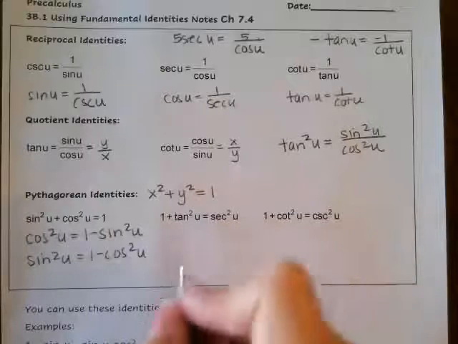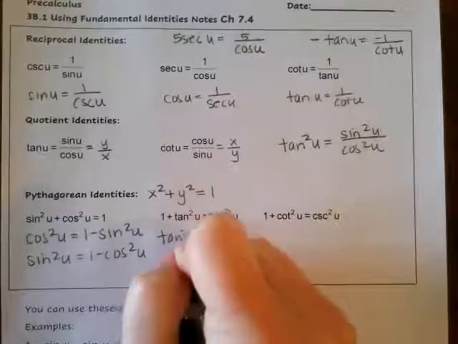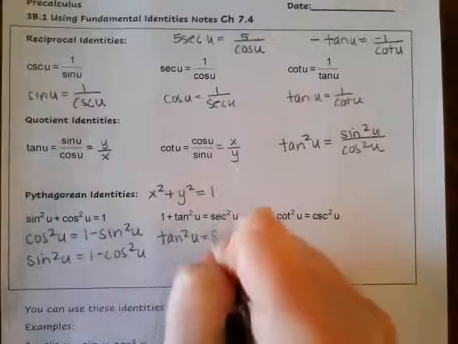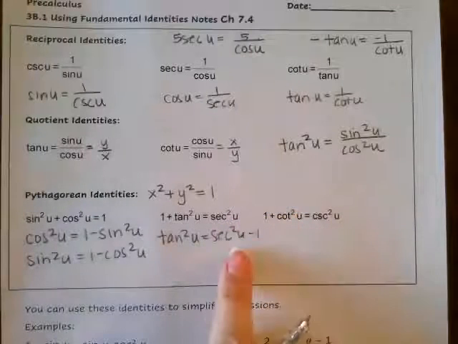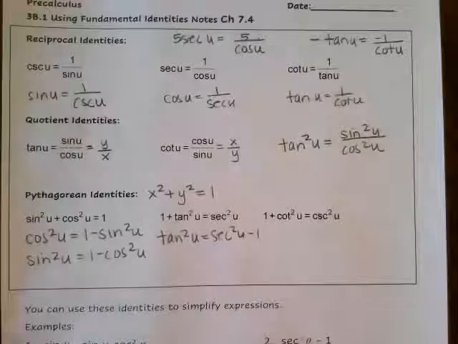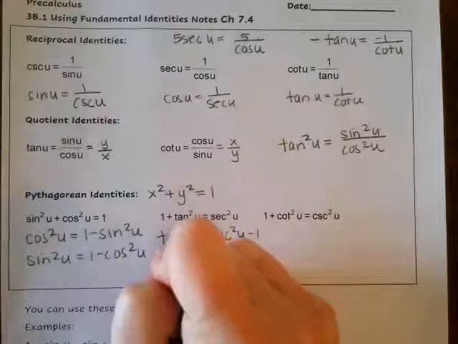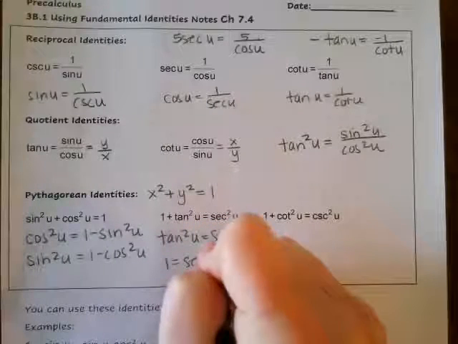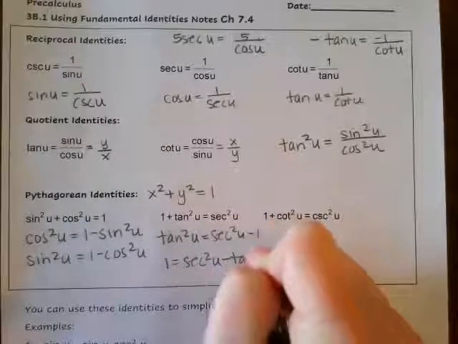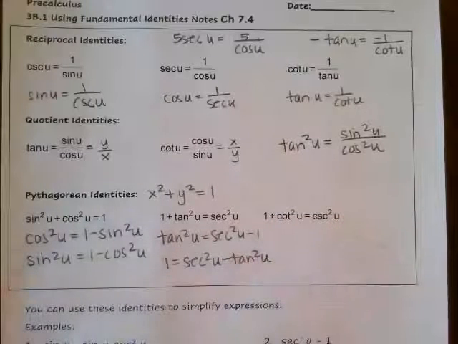Same thing with this one. I can subtract that 1 to get it to the other side, and I get tangent squared of u is equal to secant squared of u minus 1. This is one that you see often, so make sure that you're able to recognize that one. And if we subtracted that tangent squared to get it to the other side, then 1 would be equal to secant squared of u minus tangent squared of u.